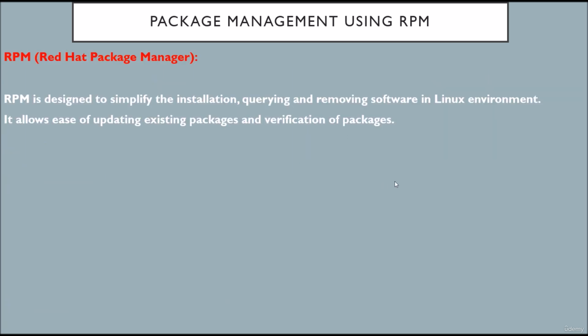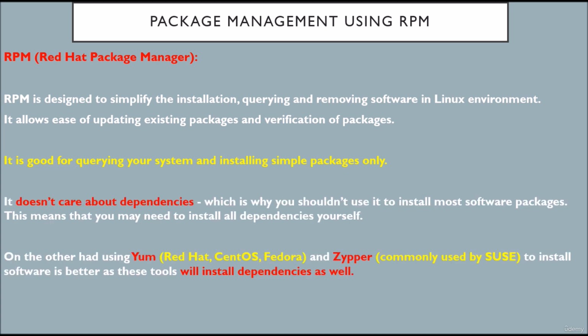RPM is designed to simplify the installation, querying, and removing of software in a Linux environment. It allows ease of updating existing packages and verification of packages. It is good for querying your system and installing simple packages only. It does not care about dependencies. So if the software you're trying to install has some dependencies, it will not install those, which is why you shouldn't use it to install most software packages. This means that you may need to install all dependencies yourself.